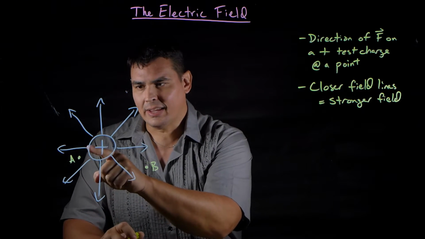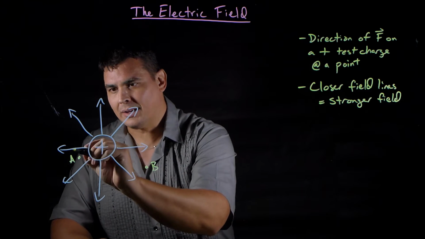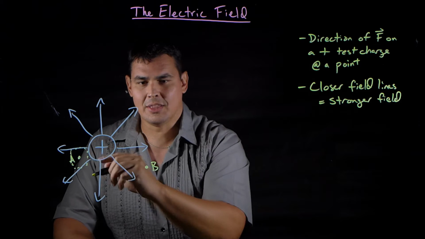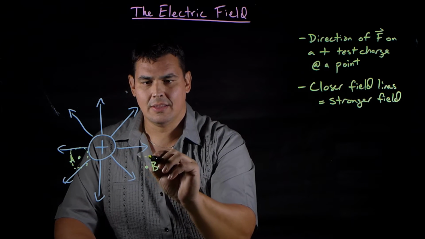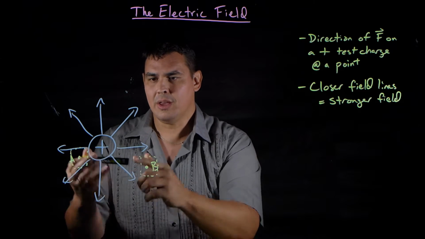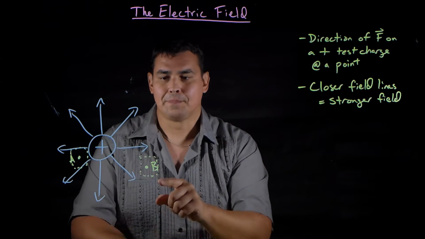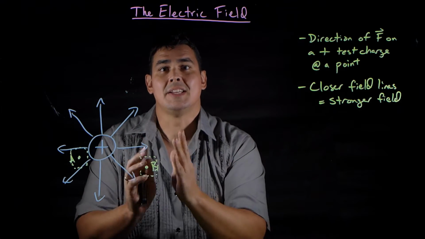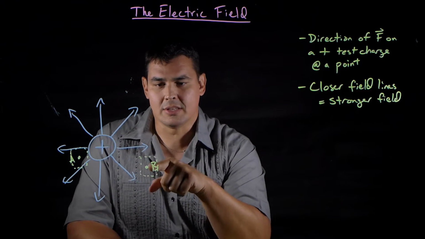I see at A, if I drew a little box, right? I have more field lines in the little box I drew at A than if I draw about the same size box at B, right? So imagine me drawing more lines out. There's more field lines here. There's a greater density of field lines at point A than there is at point B.